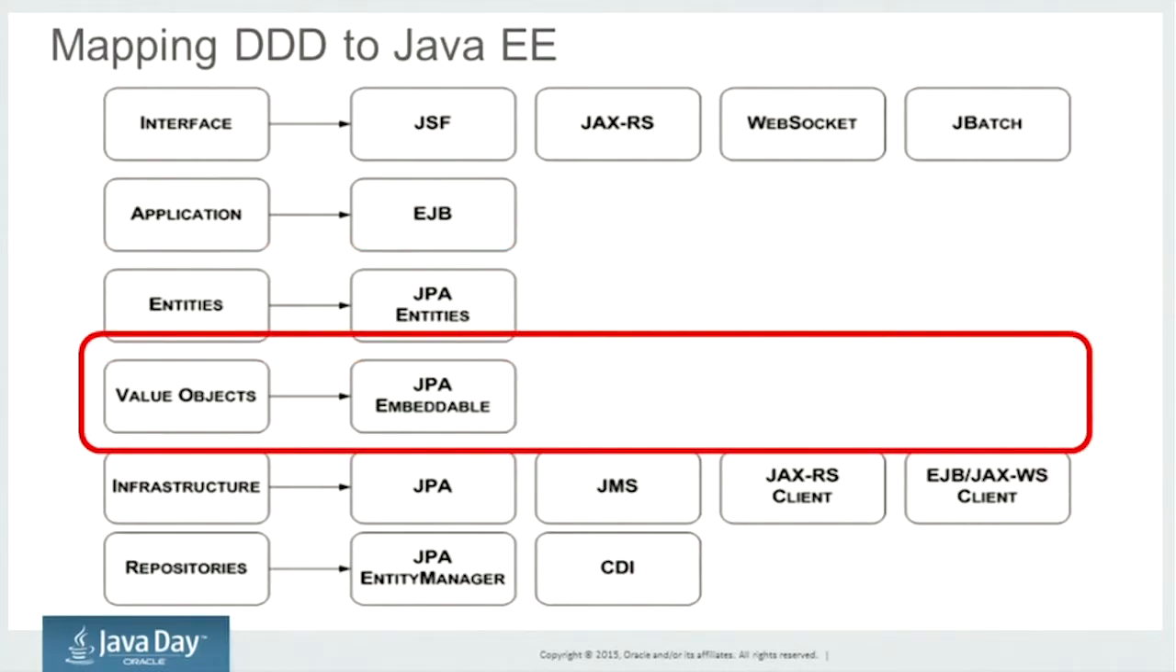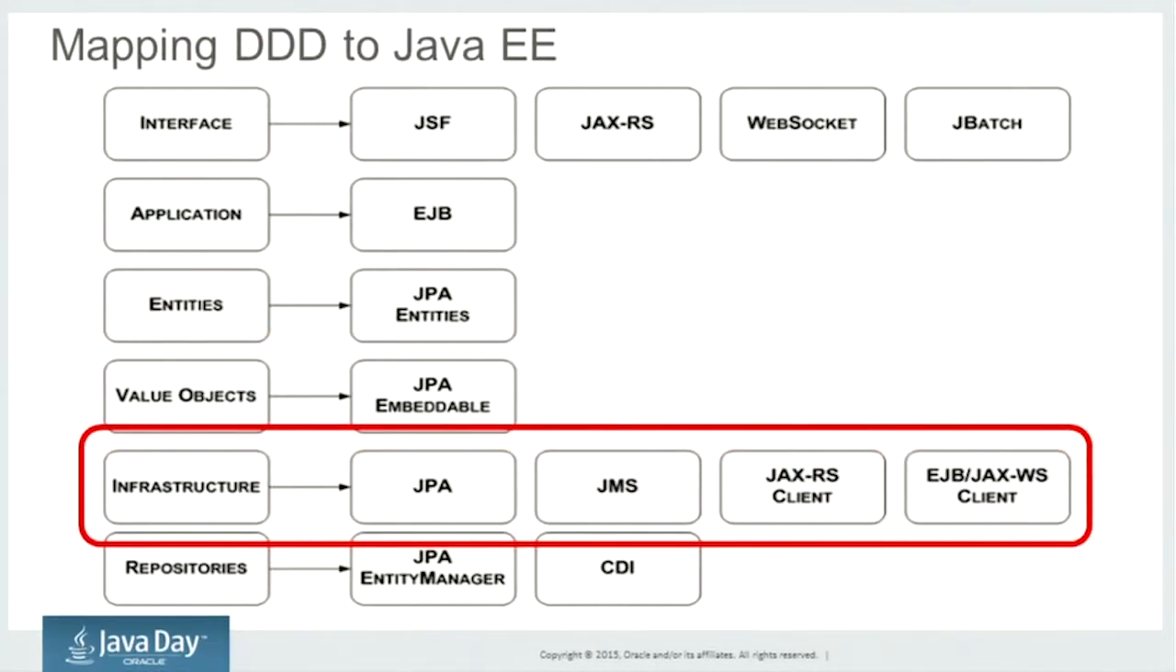Value objects, similarly, are very cleanly mapped to JPA embeddables. That is the purpose of JPA embeddables. They are very much like JPA entities. The only difference is that embeddables do not have IDs of their own. They're generally embedded within another entity, and that's how they inherit their ID.